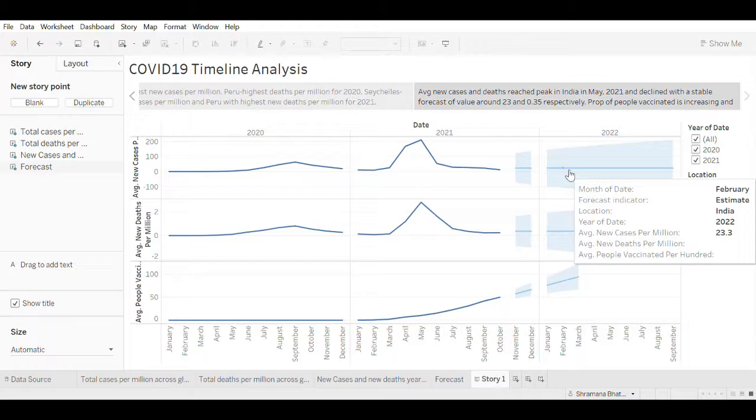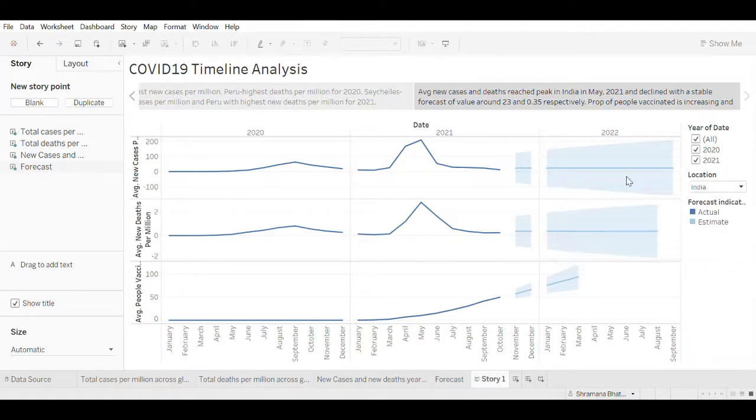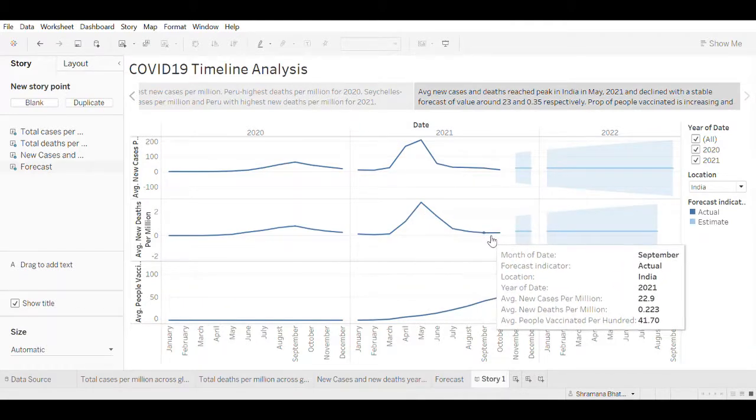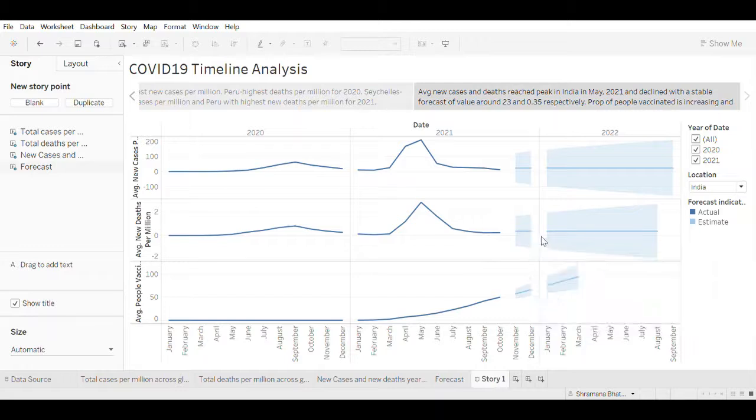The forecast is that it will stabilize around 23.3 new cases per million, but we hope that it will reach zero. For deaths also, it has reached near to zero. Okay, and we're hoping that it will be zero, right? The forecast will be depending on the trend that we have.